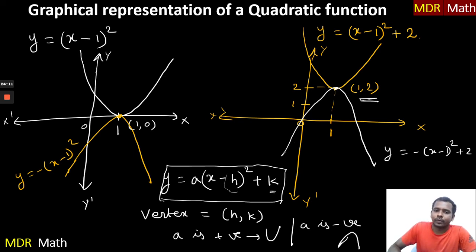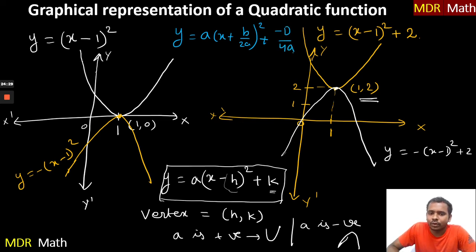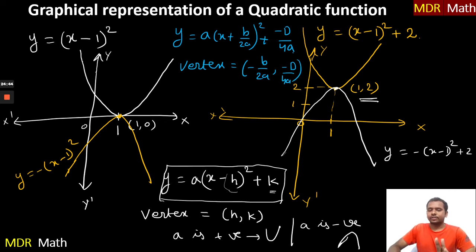So in general, what equation do we have? y is equal to a into x plus b by 2a whole square minus d by 4a. Then what are the coordinates of the vertex here? If you have minus h, it is plus h, so the coordinates of the vertex of a quadratic equation are minus b by 2a and minus d by 4a. I hope it is clear, right? And these three things you need to remember.